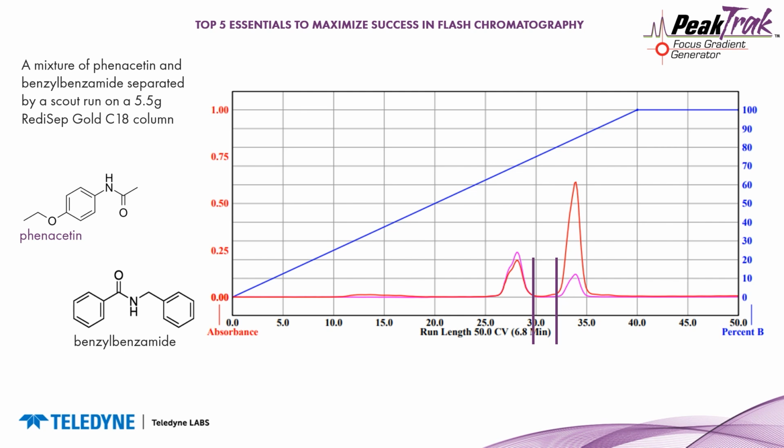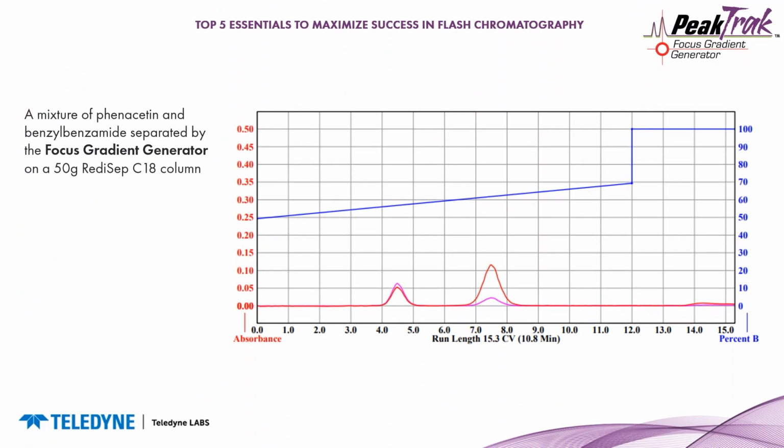But what happens when we decide to run this on a focus gradient? Here is our focus gradient from the separation between phenacetine and benzyl benzamide. You can see that the gradient is going from 50% solvent B up to 70% solvent B over a course of 12 column volumes. And you can see how much better our separation is between those two peaks. We're starting to see really good resolution thanks to the focus gradient generator.